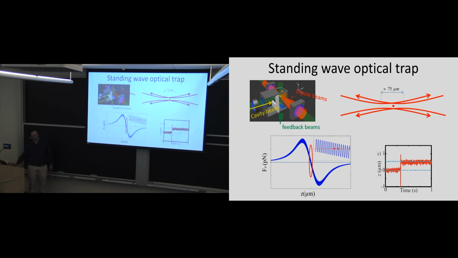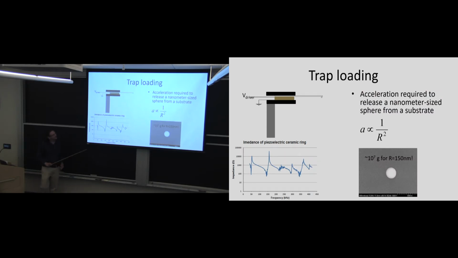So in order to get the particle in the trap, it turns out to be a little bit tricky. We load the trap basically by taking a substrate and depositing some of these nanoparticles on the substrate and then just shaking it very, very hard.